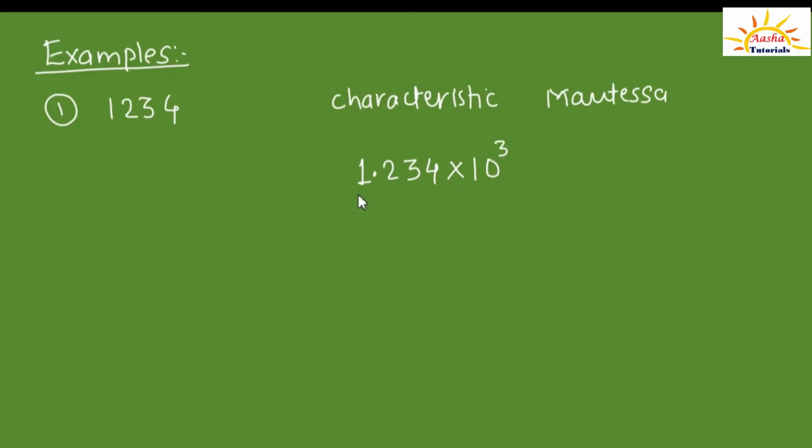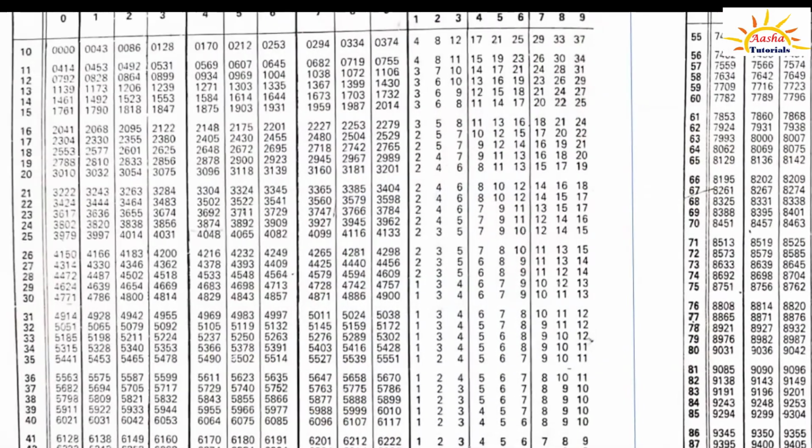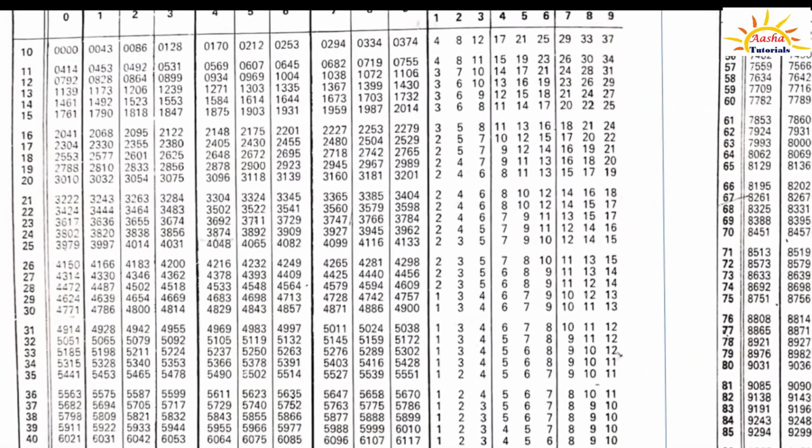Now the characteristic value of this that we always take is 0. And to find the mantissa, we have to refer to the log table. Whenever this number is there, we are not supposed to consider the decimal point. So while finding the mantissa of the number, we have to find the mantissa of 12 in the third column and 4 in the mean difference column. Let us refer to the log table so you understand this better. Let's open the page of the logarithmic table.